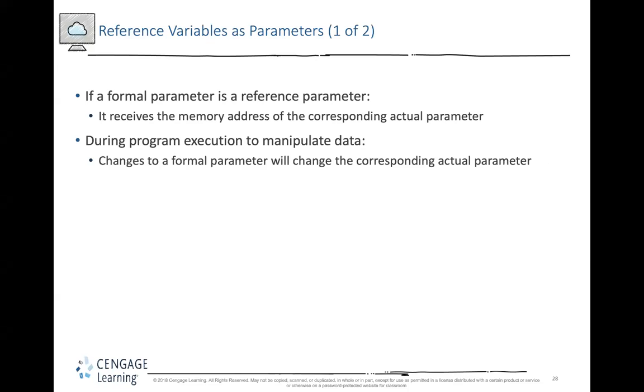So just a little more: the formal parameter, if it's a reference parameter, receives the memory address that I just explained. The changes to the formal parameter will change the corresponding actual parameter, or the argument. That's the side effect.